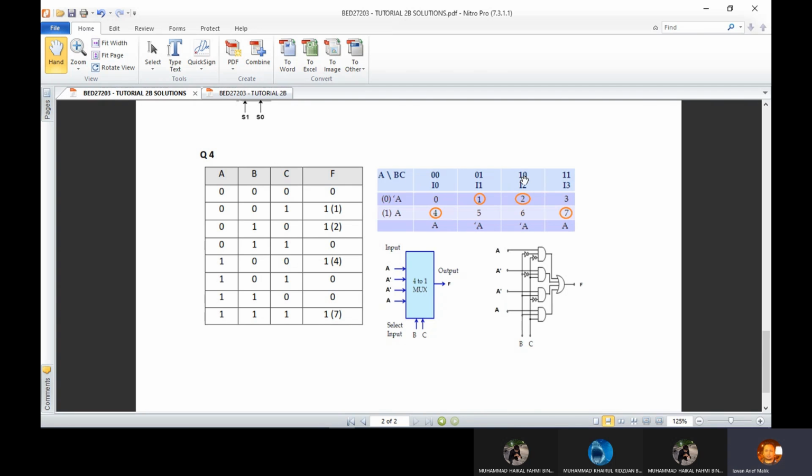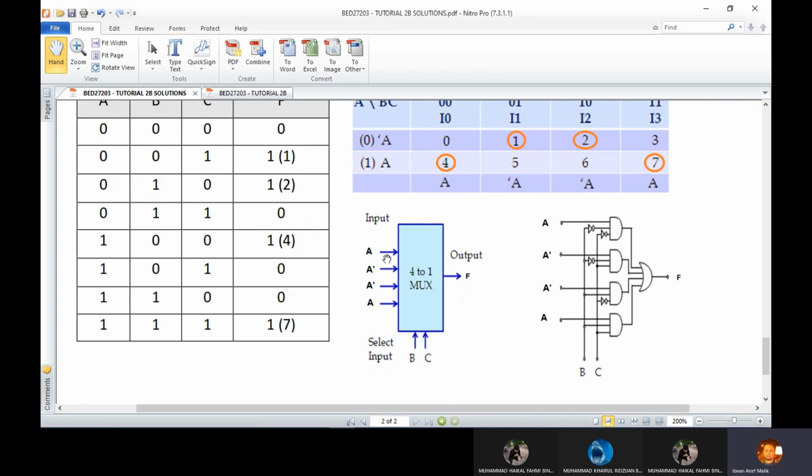So use the implementation table. Round the numbers which are high, 1, 2, 4 and 7, and then compare between rows A and A bar. So this one is circled at A, this one is at A bar, this one is at A bar, this one is at A. So you just replace I0 until I3 with these variables and draw it into the diagram. So you will get A bar, A for the inputs, and the selectors are B and C. Same goes for the circuit diagram. A bar, A, B, C, the output is F.